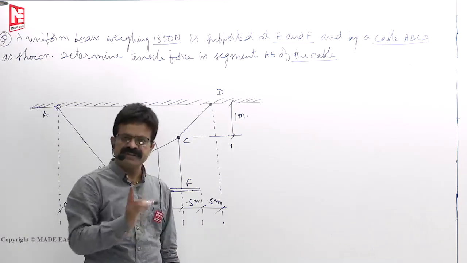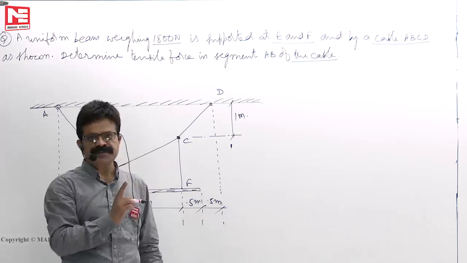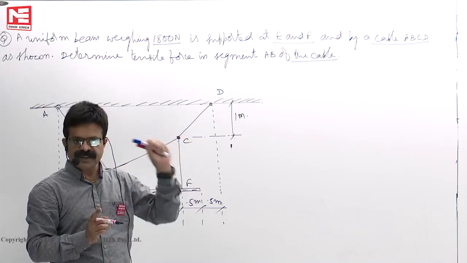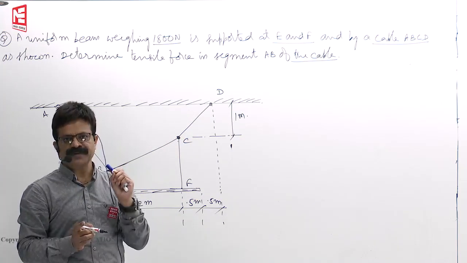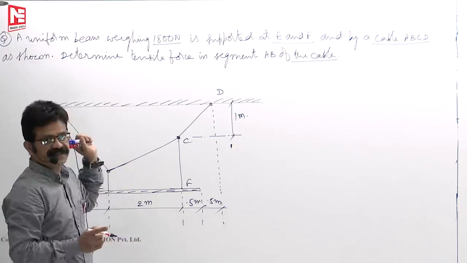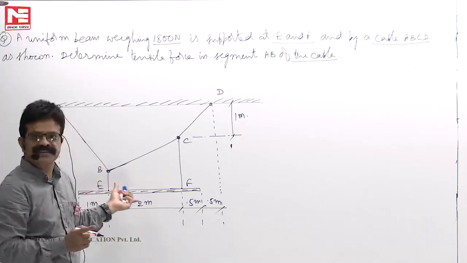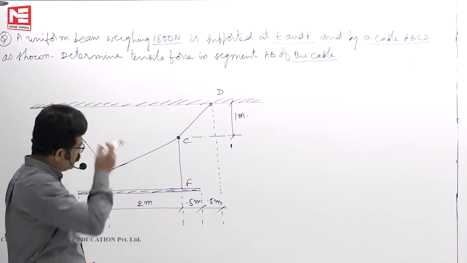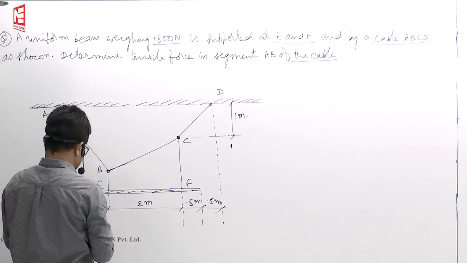Tension in the cable, which is attached to the support, means support reaction. If I know support reaction, tension in the cable must be equal. So in 2 minutes time, your task is to find reaction at A, and that is nothing but tension in the AB. Now let us see how we should manage.